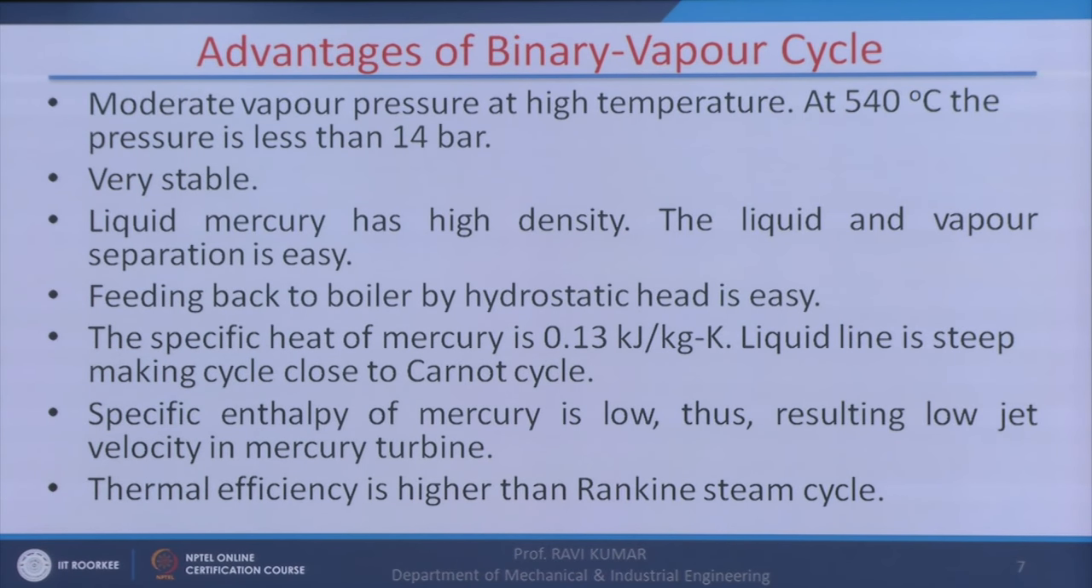The pump, which is used for increasing the pressure of the fluid coming from the condenser to the pressure of the boiler, can be eliminated, and the mercury can be fed into the boiler through a hydrostatic head. The specific heat of the mercury is very low. It is only 0.13 kilojoules per kg Kelvin. If you remember, the specific heat of water is 4.18 kilojoules per kg Kelvin, which is more than 30 times the specific heat of the mercury. So, in the temperature and entropy diagram of mercury, the liquid line is steeper, which makes this mercury cycle closer to the Carnot cycle.